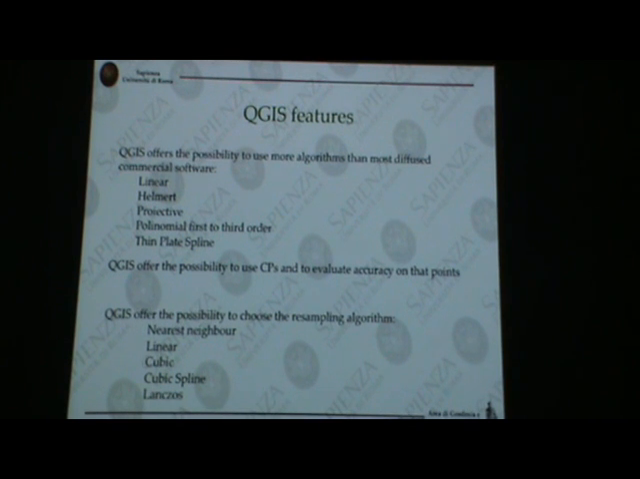All these features are new compared to something like 1 year ago, because the georeferencing plugin was deeply modified. At this moment, when all works well, I think that QGIS is one of the best software that it's possible to use. And also, it gives the possibility to choose the resampling algorithm: nearest neighbor, linear, cubic, and cubic spline. So we can choose whatever we want.